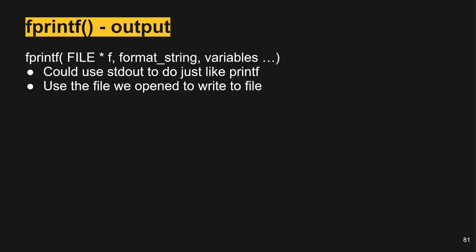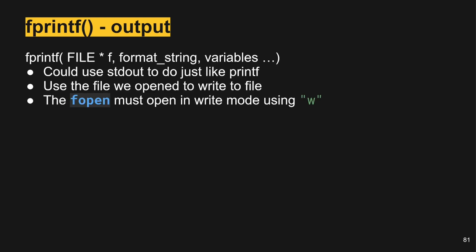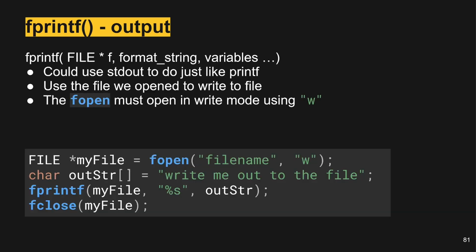So we'll use the file that we just opened, and it must have been opened in write mode, and then we'll use fprintf to write out to the file. Say we wanted to open a file named filename, and then we have an output string, "write me out to the file", and then we have fprintf with my file, which is the file pointer, and then %s, and then outstring. We'll write that out to the file, and then we close the file.